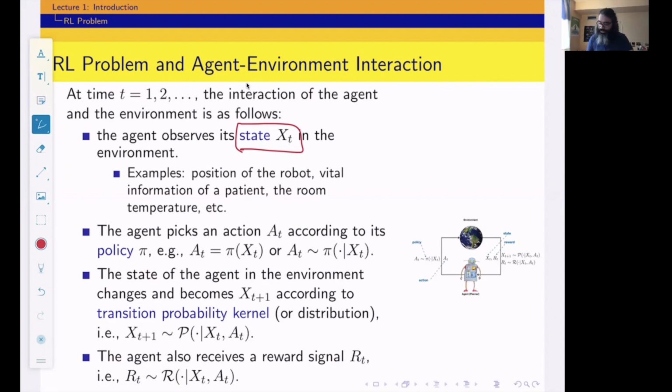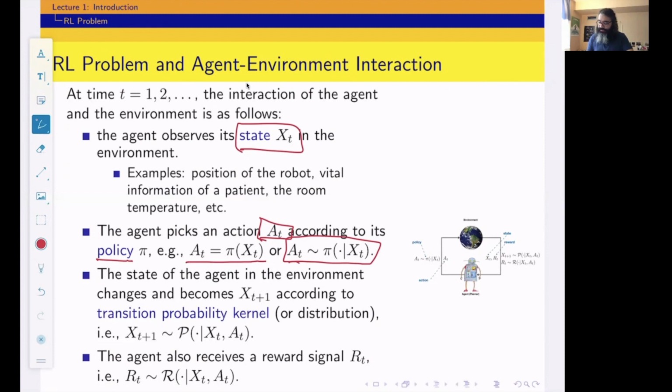So the agent also picks an action At. And this is according to a policy. Sometimes we use At = pi of xt, for example. So basically this shows that the action is a function of xt. Or the policy might be stochastic, which means that given xt, the policy generates a distribution of possible actions, and the agent picks one of those actions randomly.